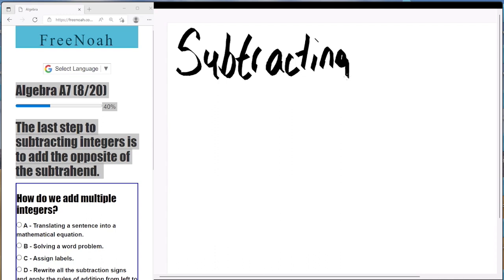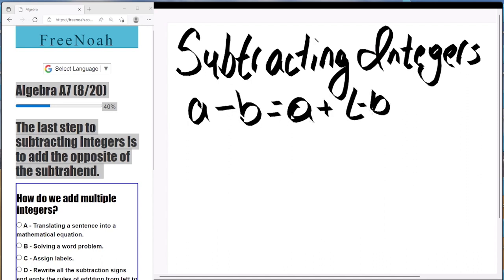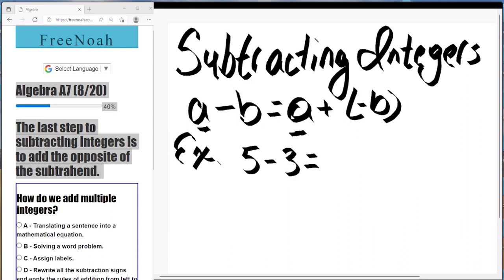So we're going to go ahead and give you a complete understanding of the last step to subtracting integers. This is solely for two numbers. A minus B equals A plus negative B. So this A here states that we're going to leave it the same. Let's take a general simple example, 5 minus 3.